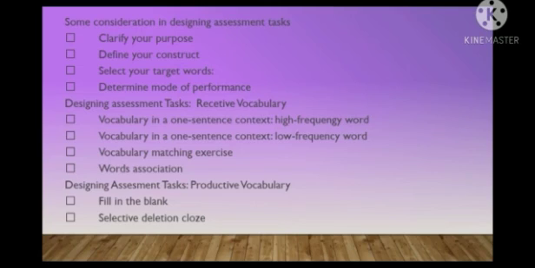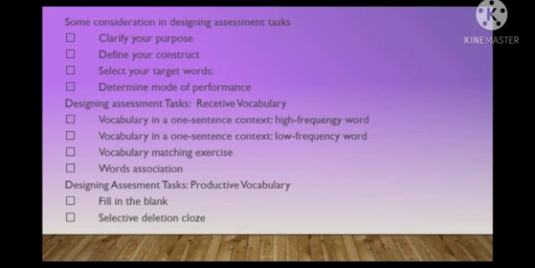Next, design assessment tasks. Receptive vocabulary. First of all, it is important to consider what role the context plays in the item. One function of the context is to indicate a specific meaning of a high frequency word. Second, the learner must be able to recognize the word based on the given context. Receptive vocabulary: a one sentence context, high frequency word. Vocabulary in a one sentence context, low frequency word. Vocabulary matching exercise, word associations.